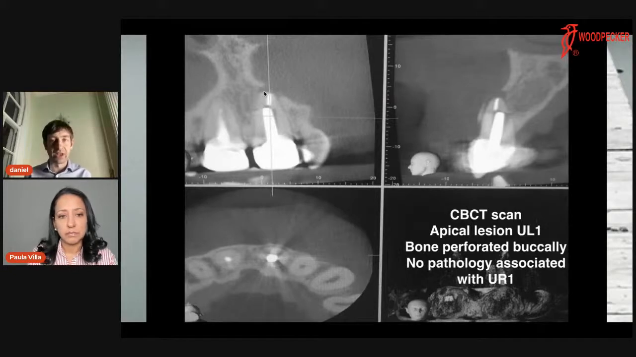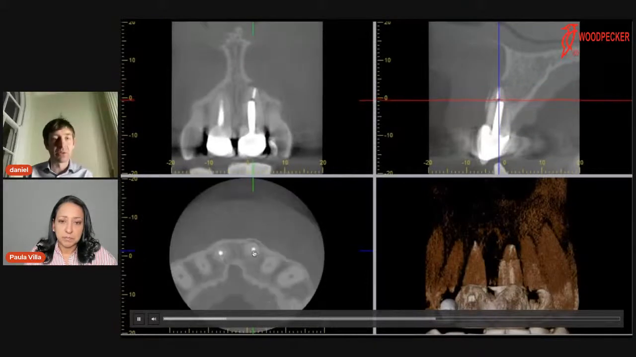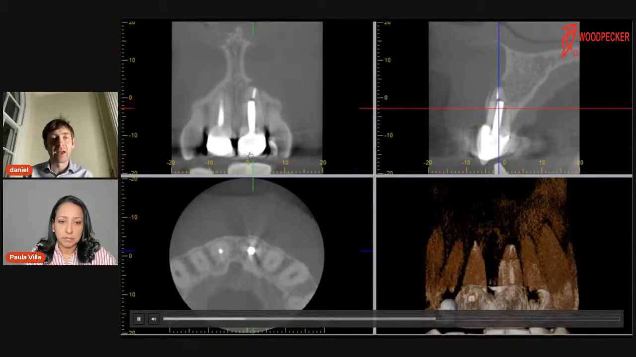I've worked with a lot of different scanners over time, and it's really important to have a cone beam CT scan where you can actually get the information that you need. So this is an example of the scanners we use. We can see that there's apical pathology here associated with the upper left 1.